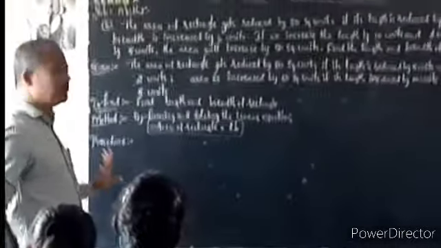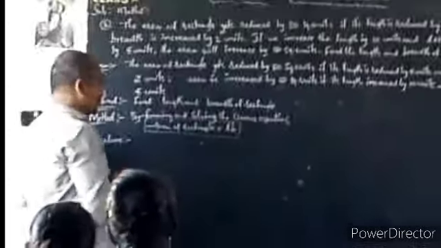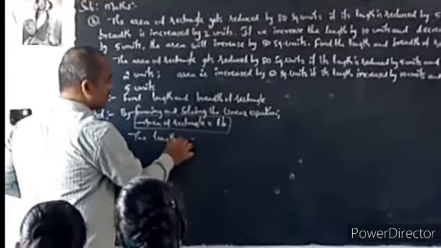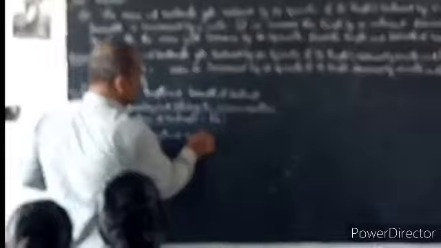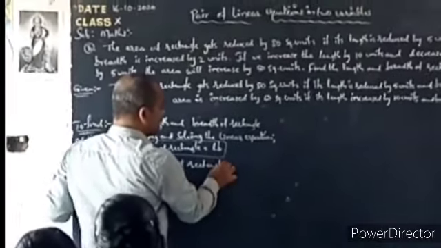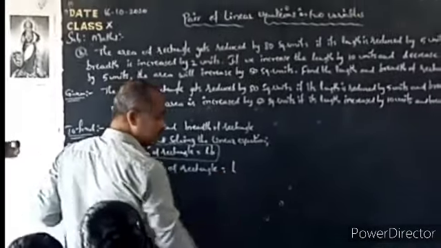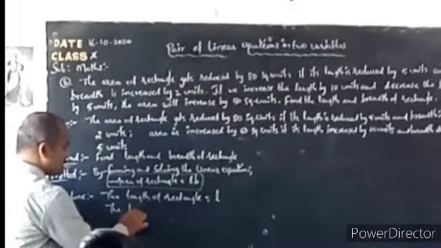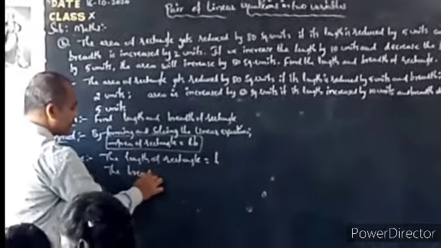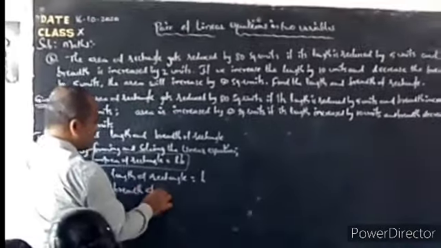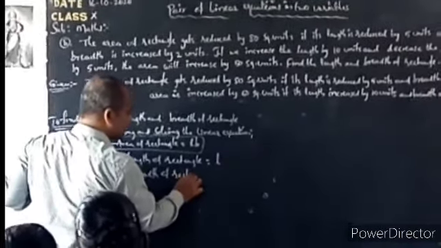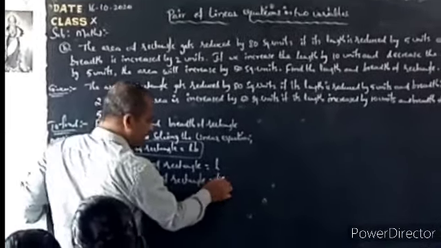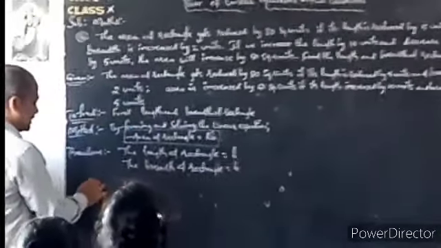Now the procedure. We don't know the length here. So the length of the rectangle, in general, is denoted by L. Next, the breadth of the rectangle is B. But what is the first condition?